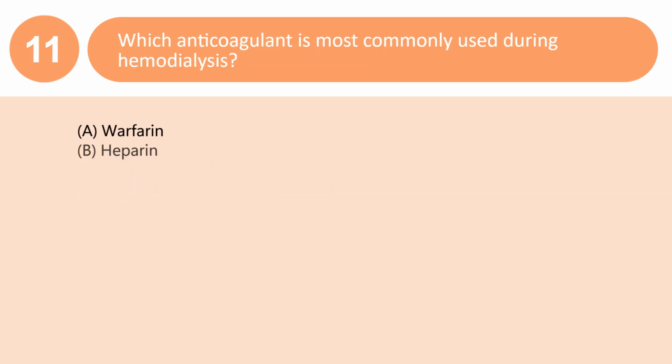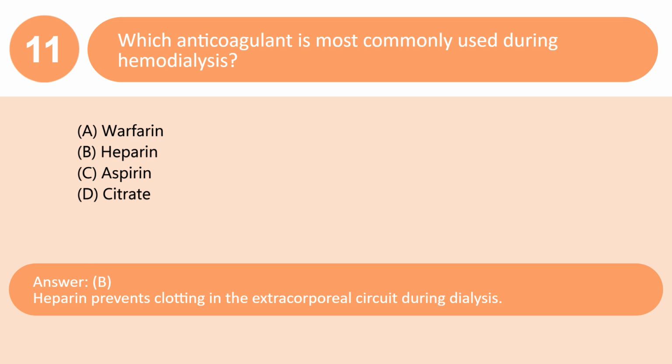Which anticoagulant is most commonly used during hemodialysis? A. Warfarin. B. Heparin. C. Aspirin. D. Citrate. Answer B. Heparin prevents clotting in the extracorporeal circuit during dialysis.